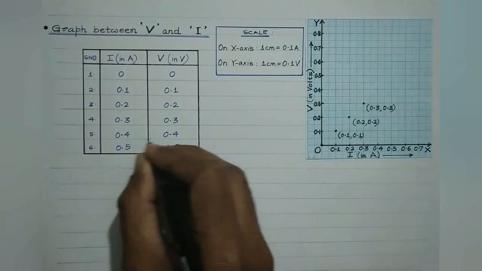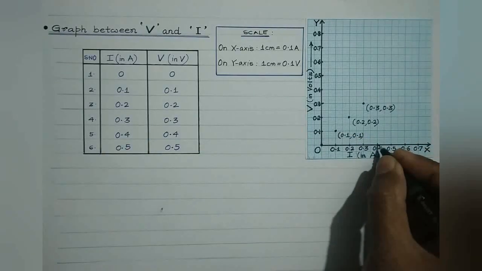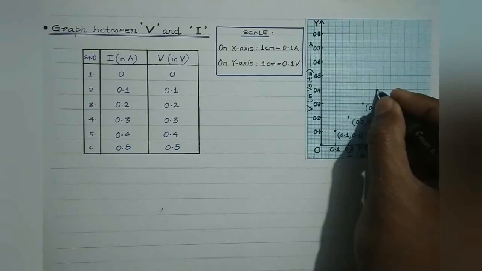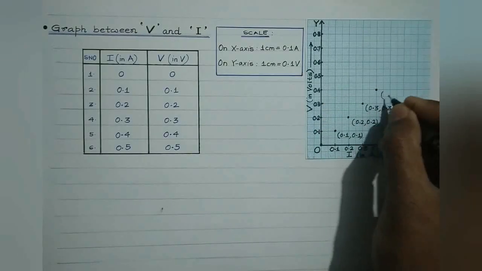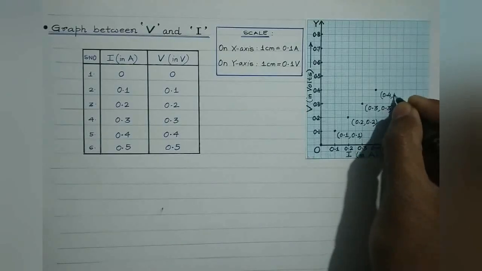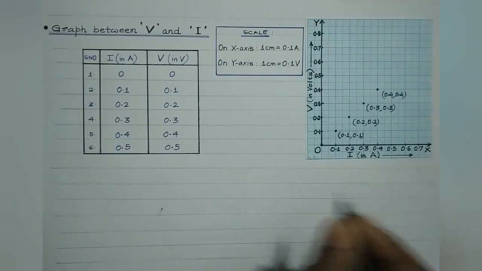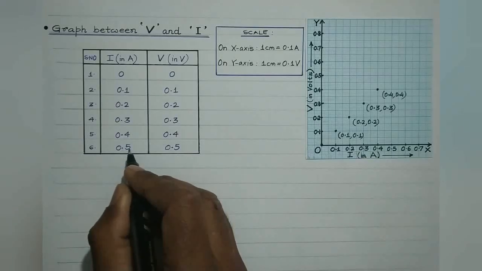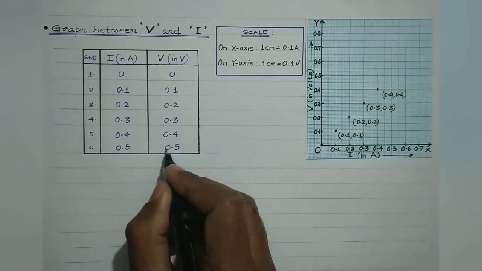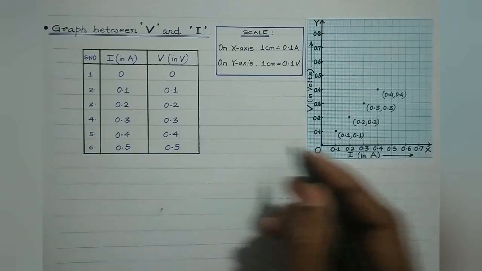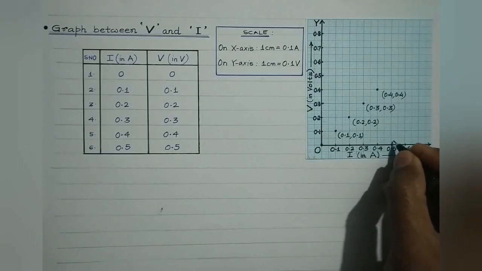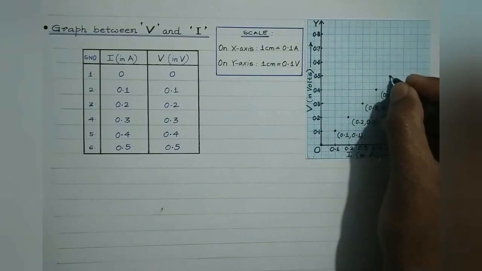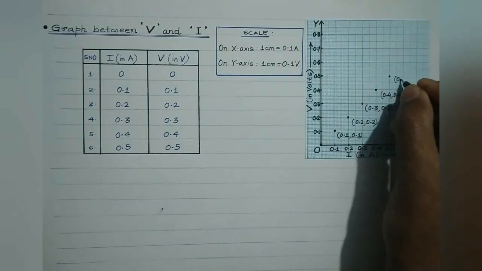Okay, next reading is 0.4, 0.4. 0.4 is the current, 0.4 is the voltage across it. And the last reading corresponds to a current of 0.5 ampere flowing through the conductor. A potential drop of 0.5 volt takes place. So corresponding to a current of 0.5 ampere, voltage is 0.5 volt. So it will be over here.